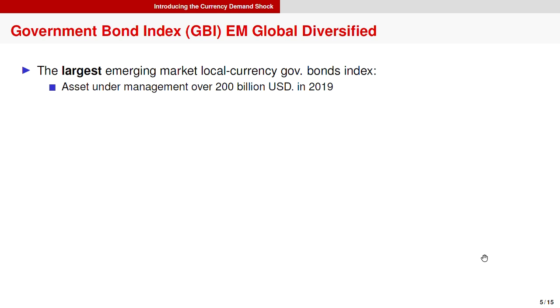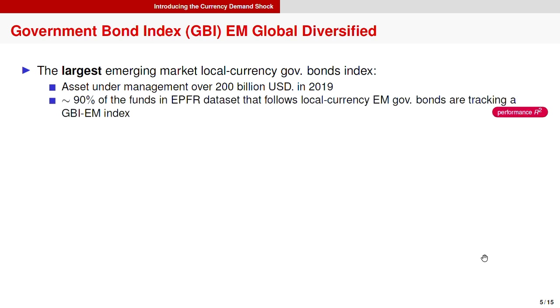Another way to look at the popularity of this index is to go to the EPFR dataset, which, as many of you know, is the leading mutual fund data provider in the world. If you go to EPFR and count all the mutual funds tracking a government bonds index for emerging countries, you'll see about 90% of them are tracking a version of GBI-EM, which again adds to the popularity of the index.